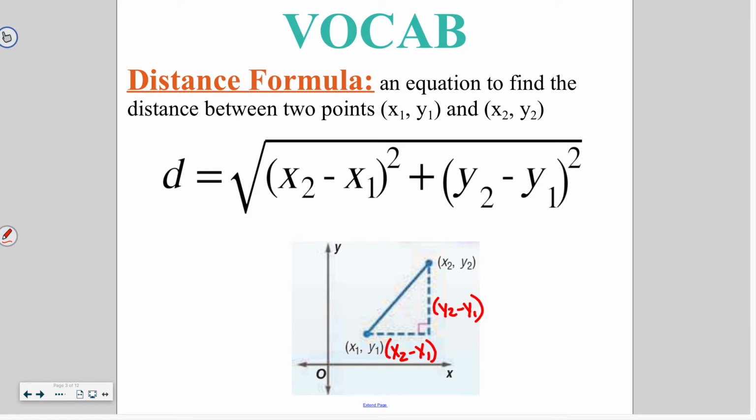And then we take the square root because in order to find the distance, it would be d squared. But we want just the distance, so we're going to take the square root to get rid of that squared. So that's a little bit about where the distance formula comes from.